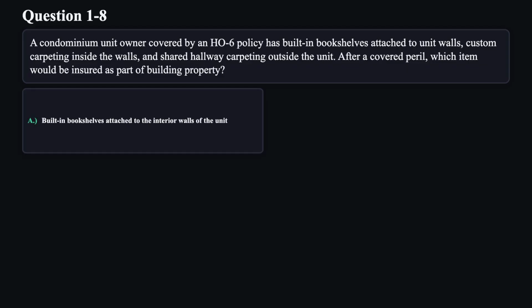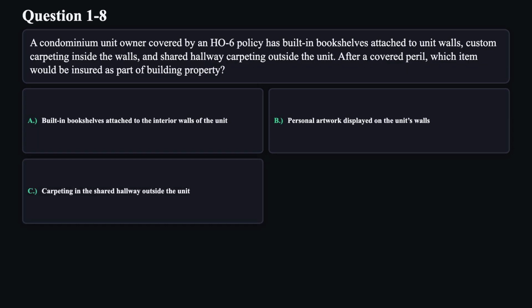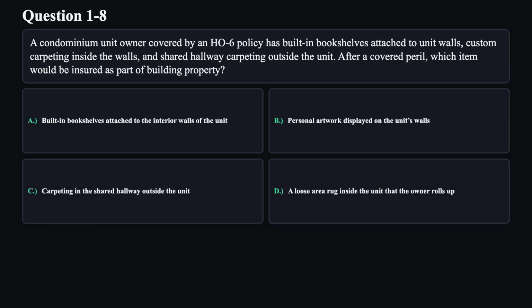A. Built-in bookshelves attached to the interior walls of the unit. B. Personal artwork displayed on the unit's walls. C. Carpeting in the shared hallway outside the unit. D. A loose area rug inside the unit that the owner rolls up.